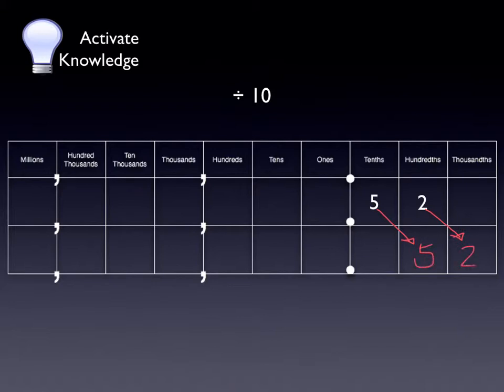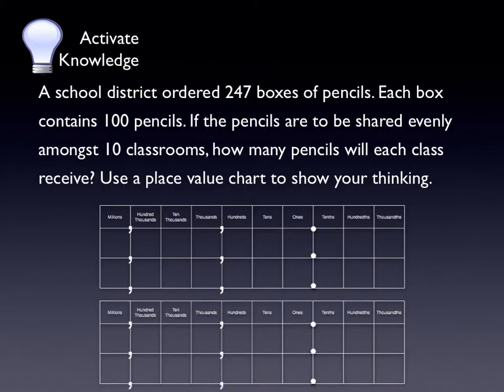Now here I need to add a 0 for a placeholder. This becomes 52 thousandths. All right, back to problem solving.